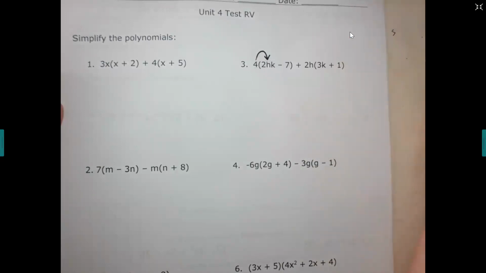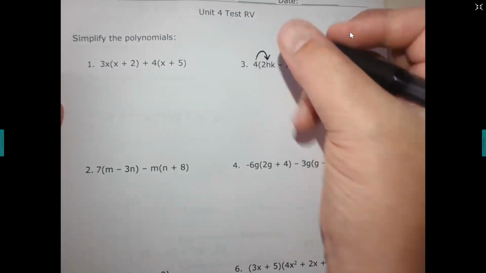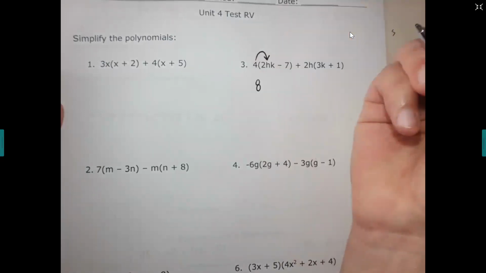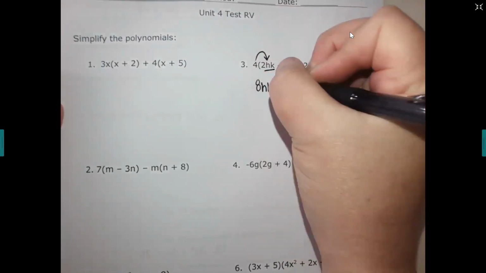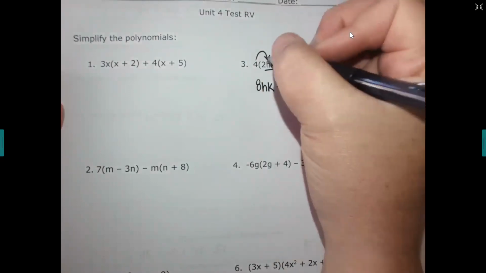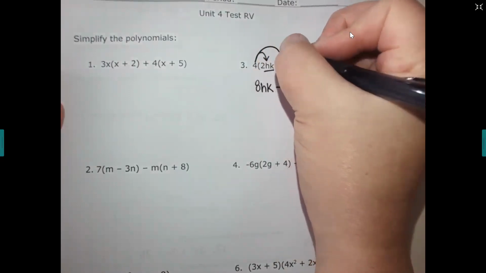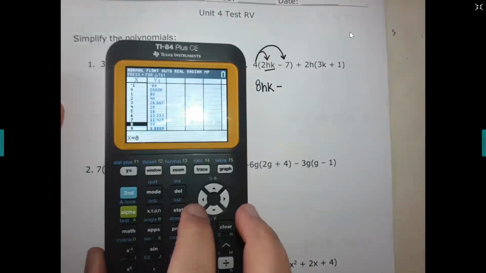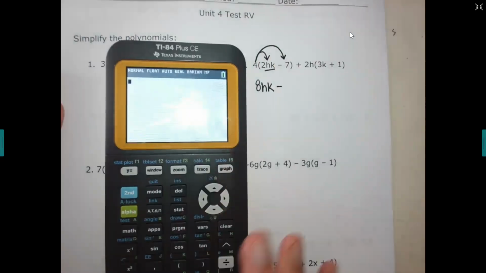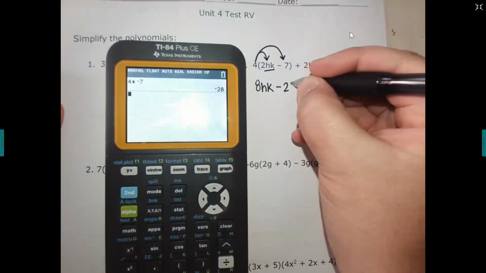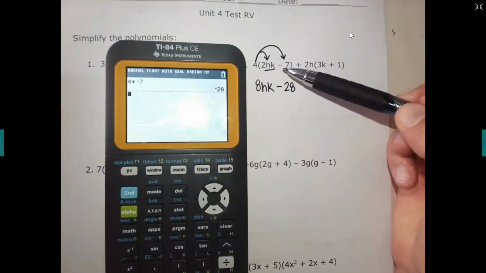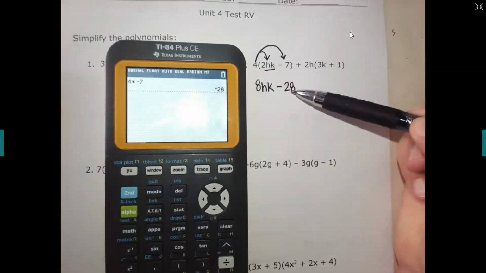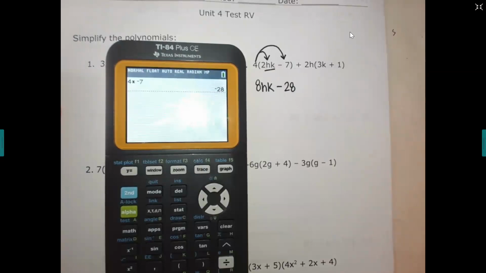So I would do 4 times 2. 4 times 2 is going to give me 8. And then I'm just going to keep the letters attached, hk, minus. Next term I'm multiplying is 4 times -7. So I can multiply that right here. 4 times -7 gives me -28. Then notice that the 4 didn't have any letters, neither did the 7. So when I combine them, they still don't have any letters.